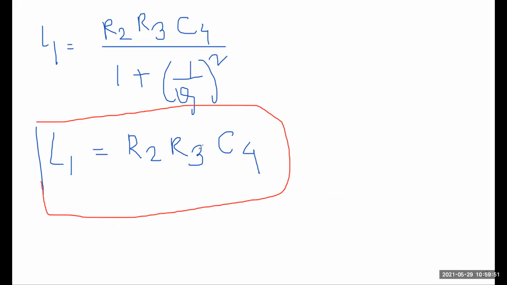I need to find out the self-inductance L1 from here. So this is my self-inductance. Okay, so this is done. Let us move on to the phasor diagram of Hay's bridge. That is important. So let me take you to the phasor diagram.